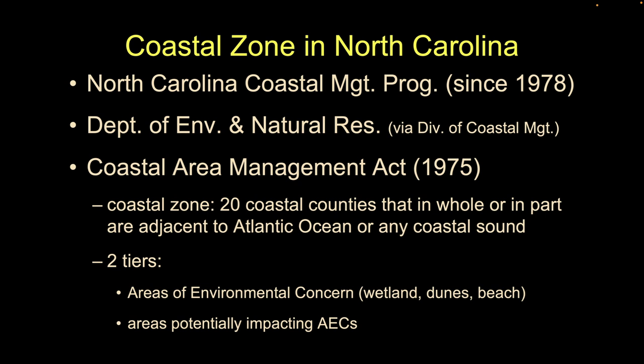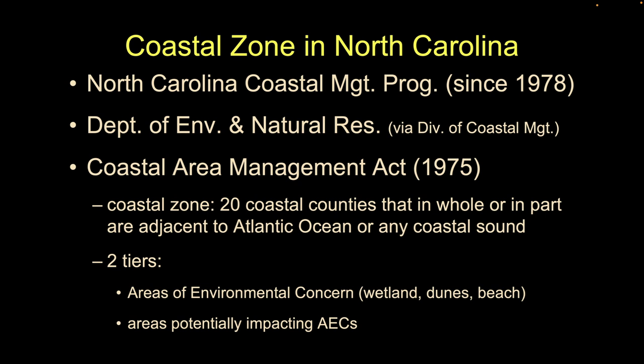North Carolina has some of the most sophisticated approaches to managing their coastal zone outside of California in the U.S., and much of it is relatively recent, like California. Their approach has been going on since '78. Their Coastal Management Act defines coastal counties. They have 20 coastal counties that are either on the outer coast or touch a significant inland embayment or sound. And their coastal zone is basically broken up into two flavors.